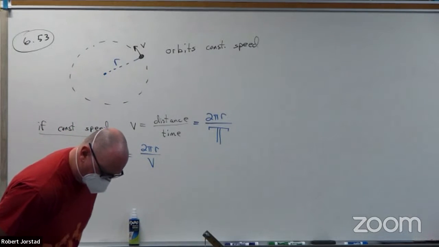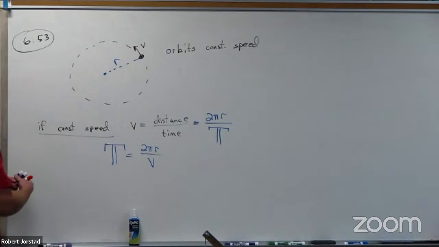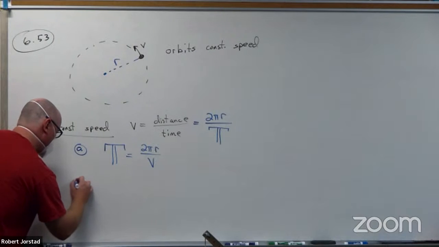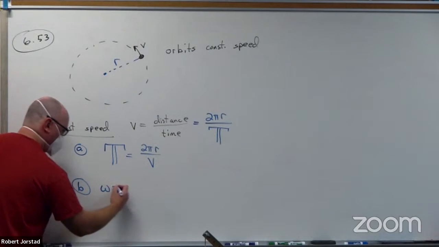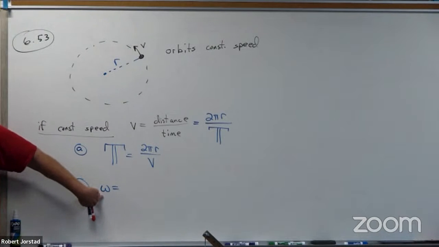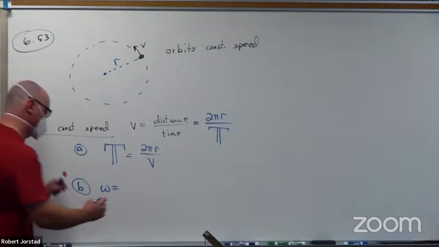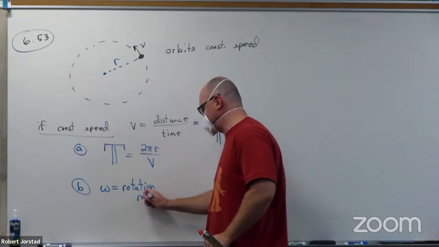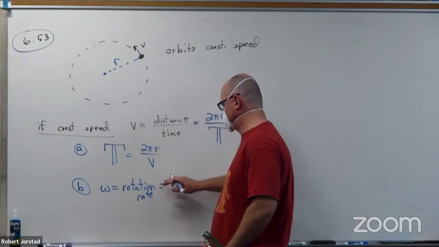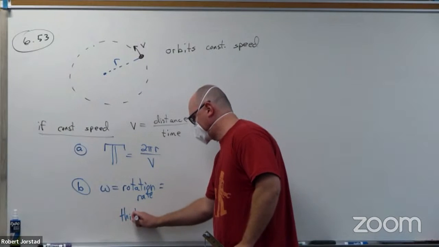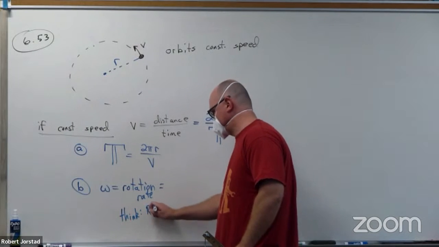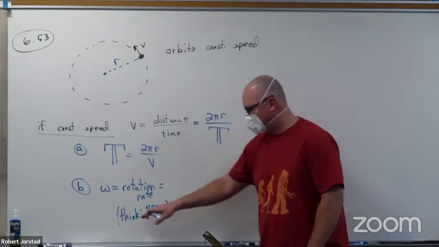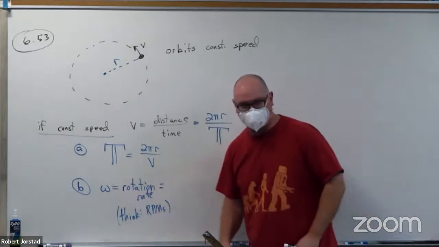Now, that was part A. That was all it was. Part B is omega. I want you to think of omega in this class like RPMs, rotation rate, okay? One of the units for rotation rate is RPMs. So we're not going to use those units most of the time. Obviously, in engineering applications, you would. But I want you to think RPMs when I say omega.